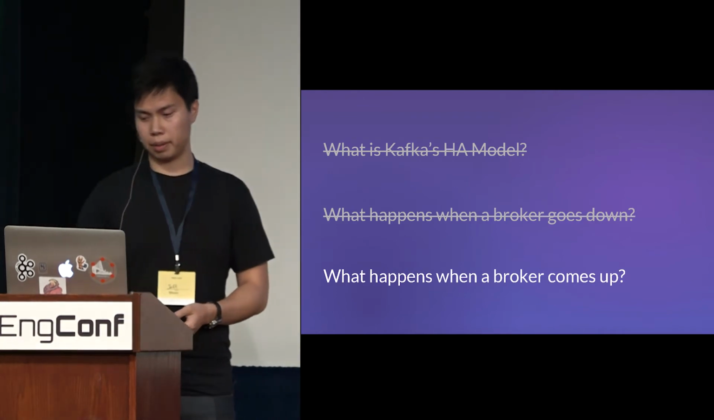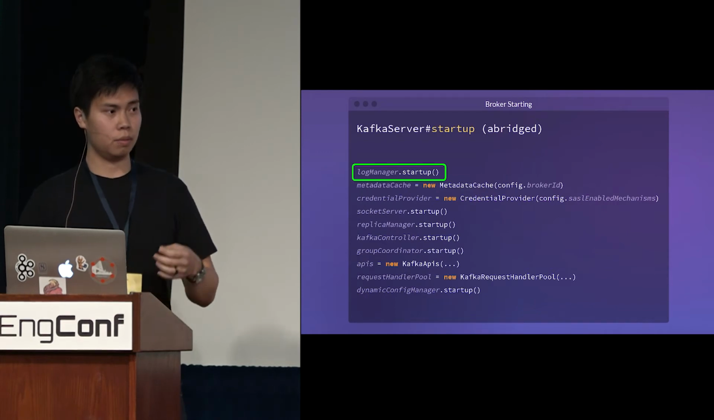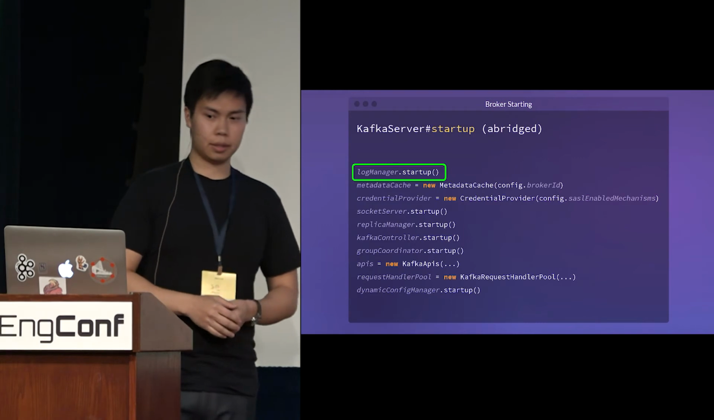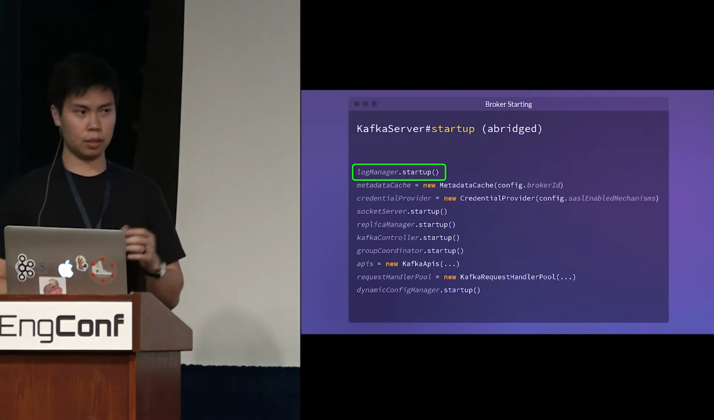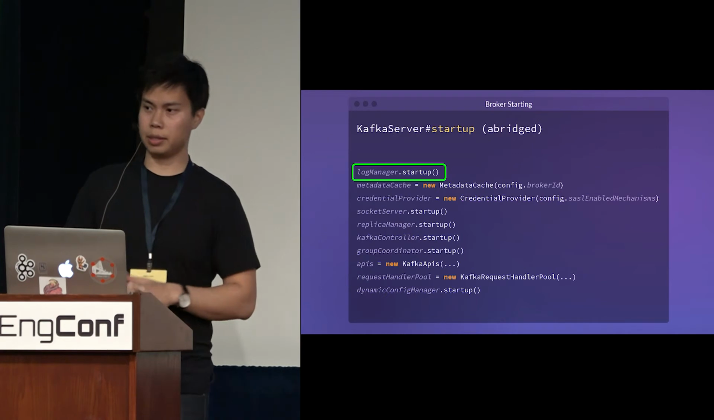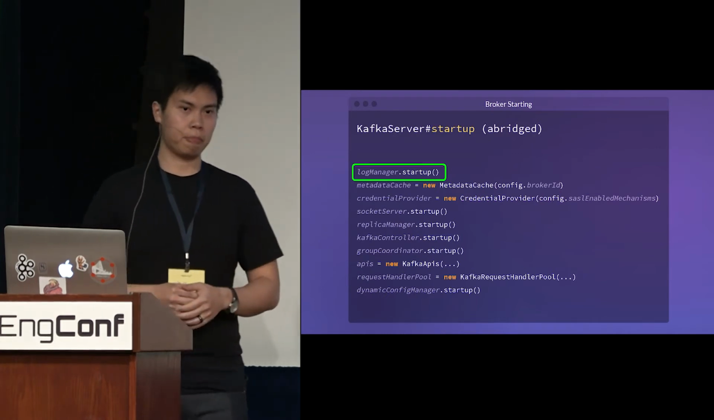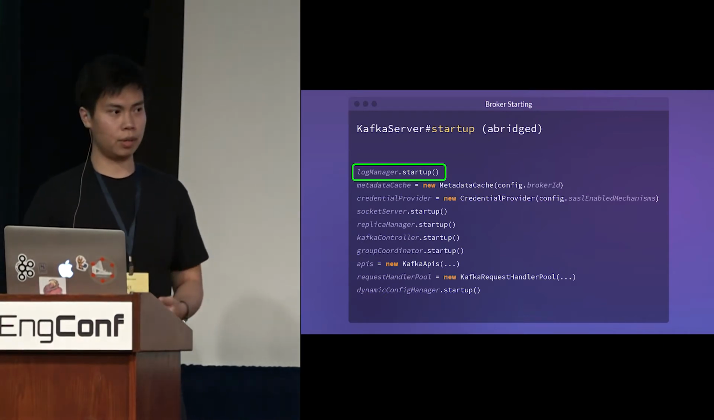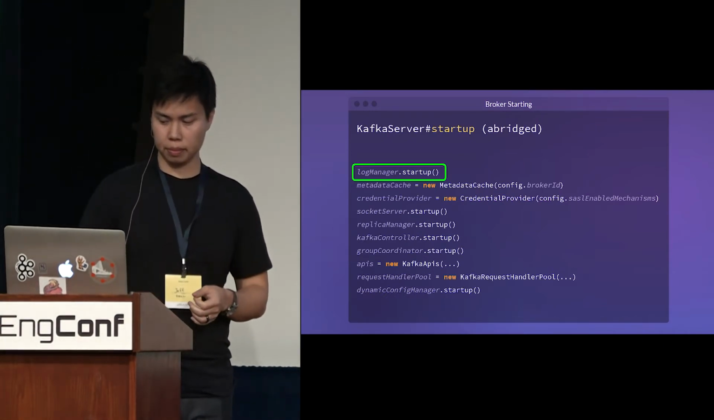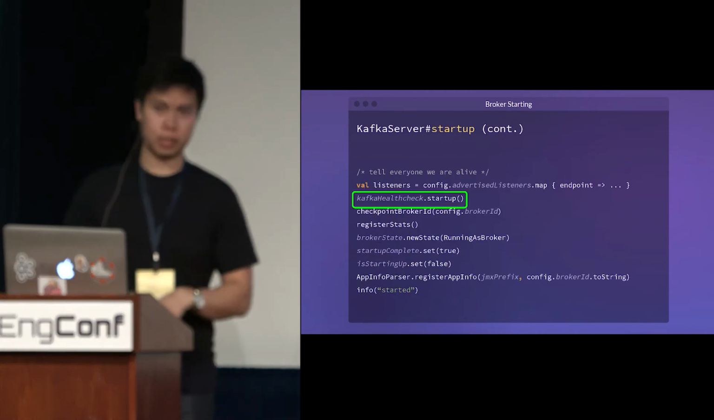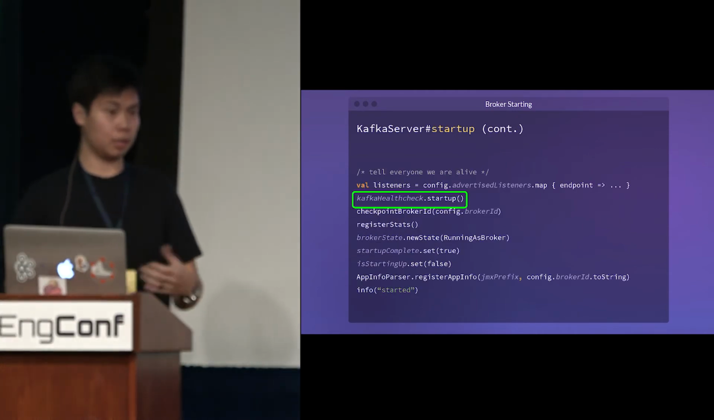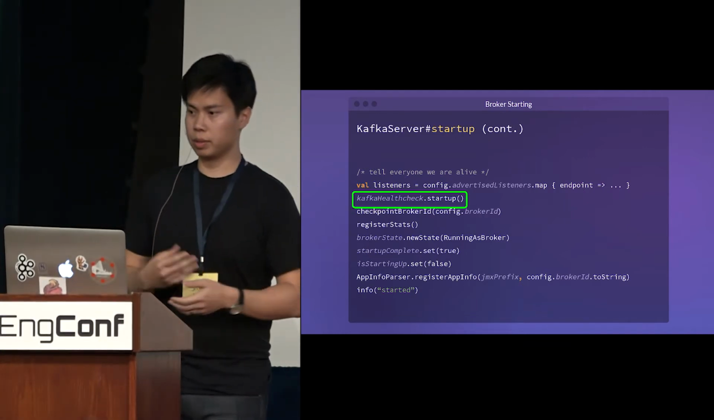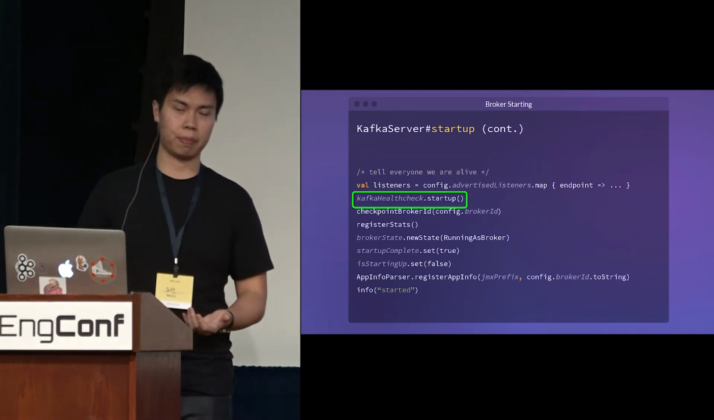Now, what happens when it comes back up? Well, when a broker starts up, it has to initialize many things. And among these things, there's one important one, which is the log manager. Essentially what this thing does is it makes sure that the broker completely reads all of the partitions from disk and into memory when a broker starts up. After that, the broker will register itself in Zookeeper, telling the cluster that it's alive, as we just described. And then it'll begin fetching messages from their respective leaders under normal operation.